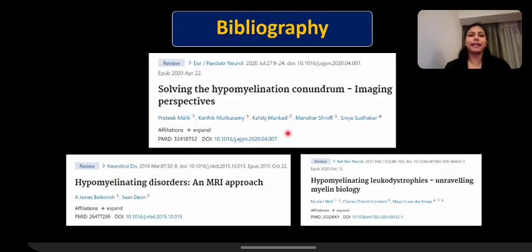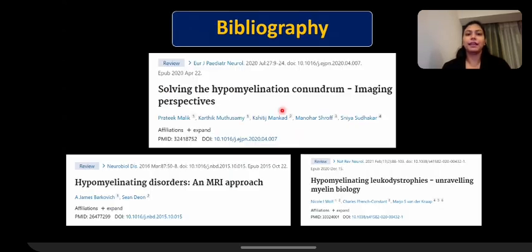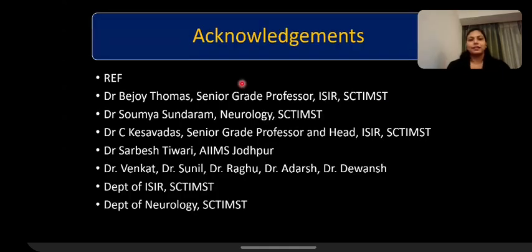So the references, like this is one of our articles. Then this was the adult leukodystrophies from RadioGraphics. And this is another very important article, solving the hypomyelination conundrum. So this is again a very prominent article, and you can read this article as well. So these are the references.